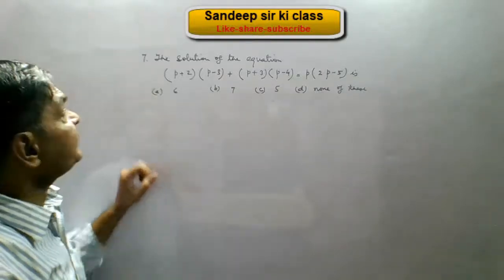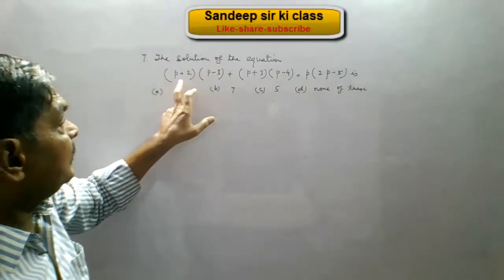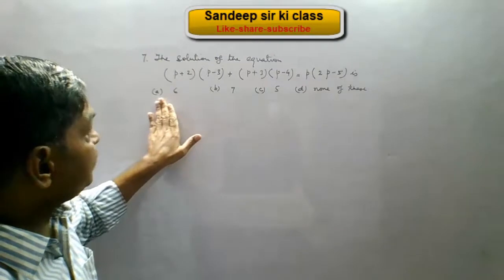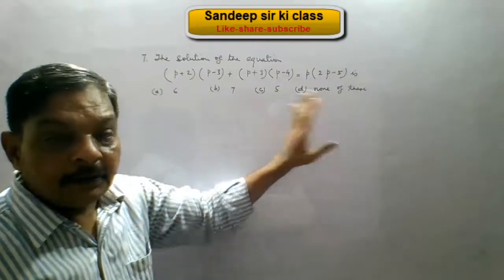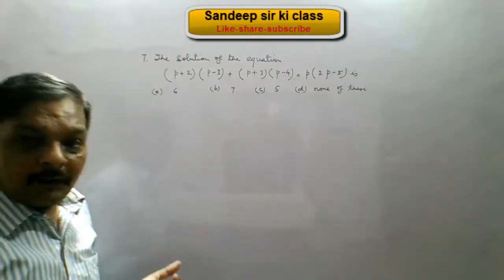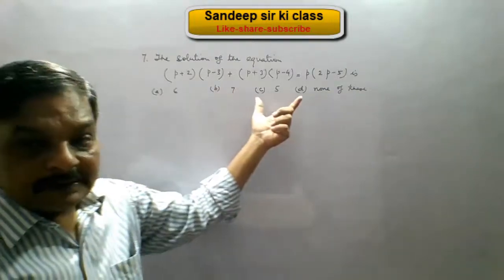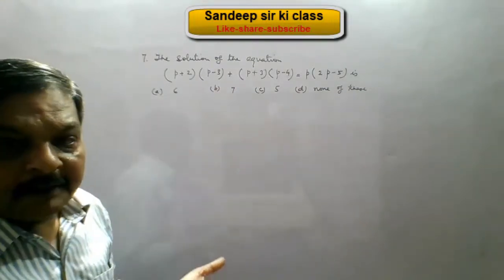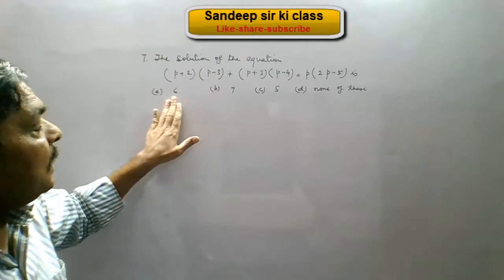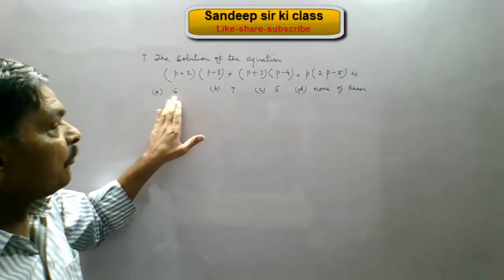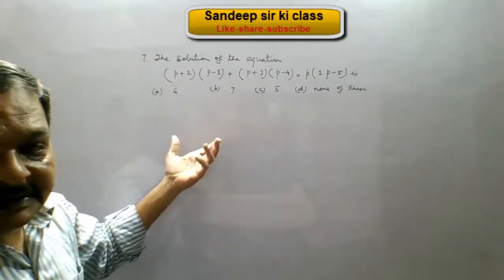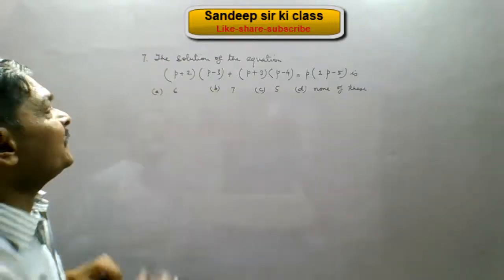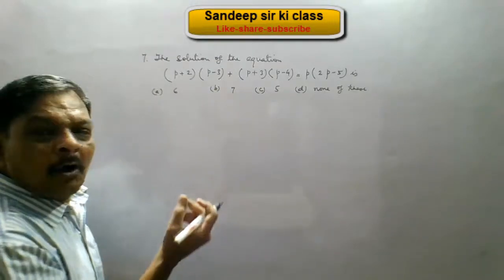Question number 7 is the solution of the equation, and this is the equation. Our options given are 6, 7, 5 and none of these. Now, one way can be that we start solving this equation, and another way of course can be that we start putting these values in place of p, and which value will be satisfied will be the answer. So here we try with the options.